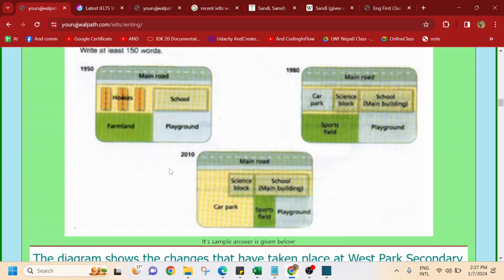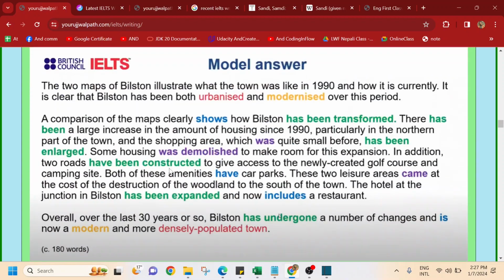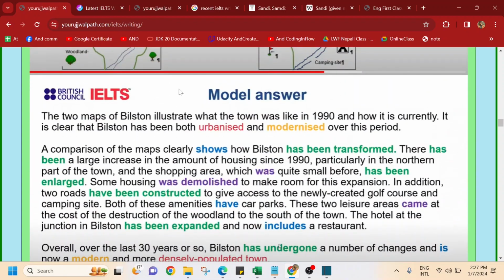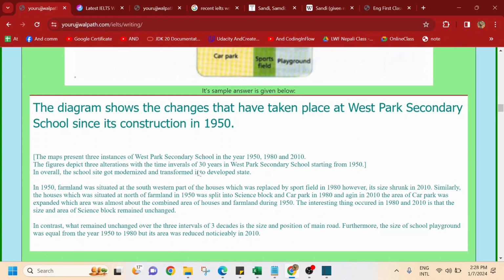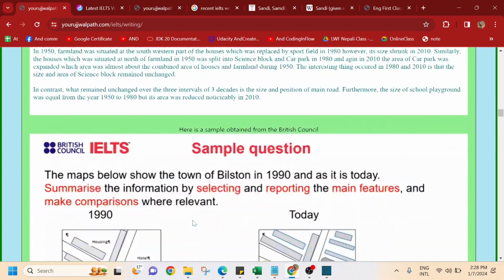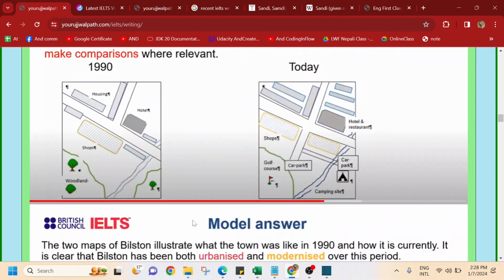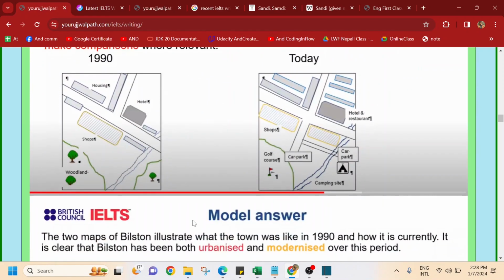So I've got two sample answers from here. This answer is from the British Council itself, and this was written by me. You can follow them, check them, and perform one of the maps and send it to us for feedback.